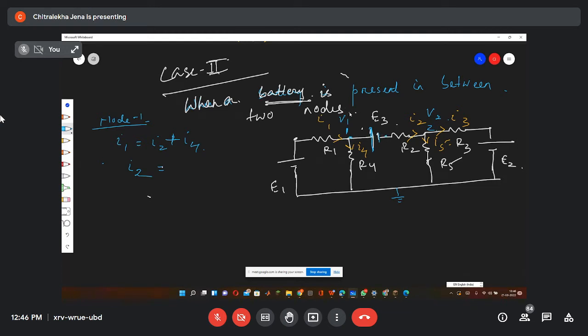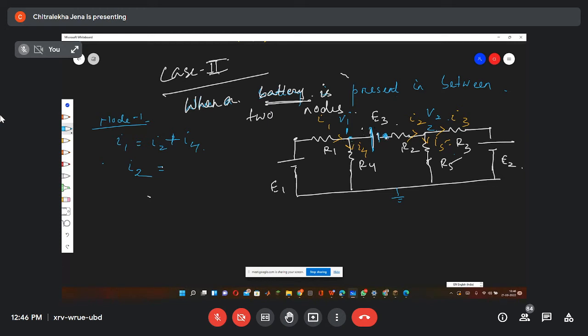In the last class, I gave you a Kirchhoff's voltage law circuit to solve in simulation, VCE and VAG. I told you to find it out. You apply your Kirchhoff's voltage law. What will be the potential at this particular point? V1 minus E3. Yes or no? All of you understood or not?